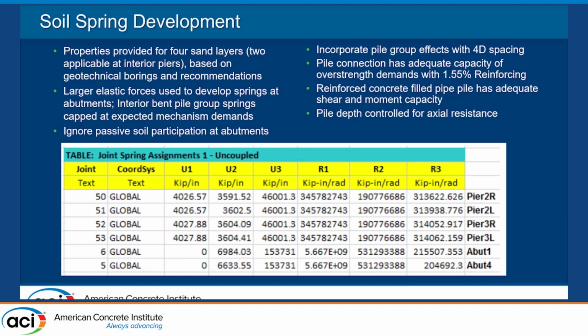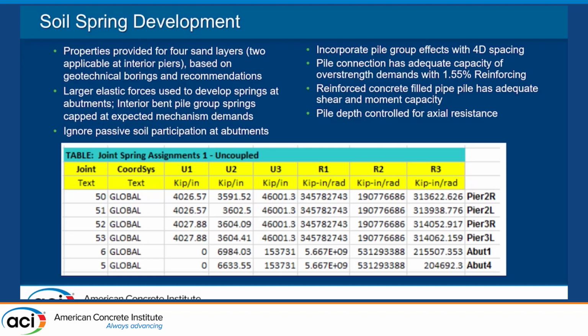We've assumed 4 sand layers, 2 that are applicable at the interior piers. We have used the larger elastic forces to develop the springs. So what we're saying there is we're assuming we're going to form a plastic hinge. We're taking the plastic capacities and using those to generate and iterate on these spring stiffnesses, and then we're using that model to come back into our bridge and make sure that we're performing at that level.